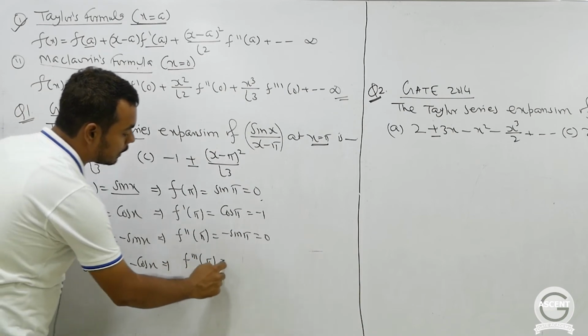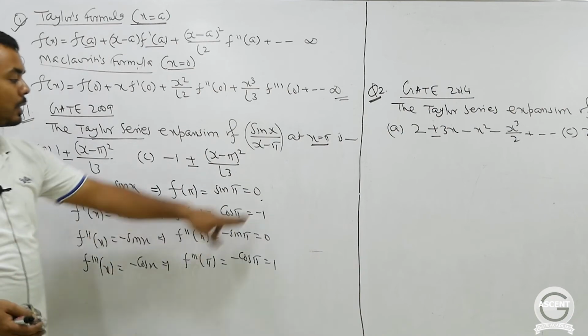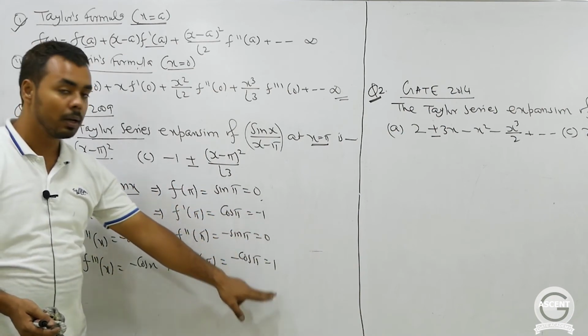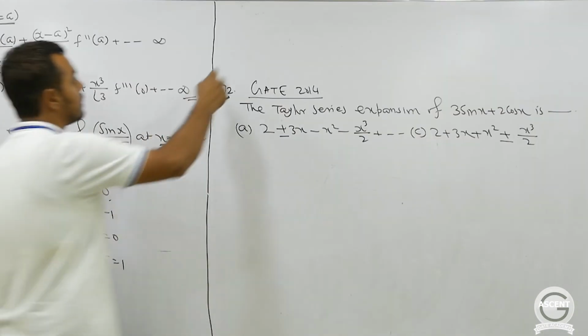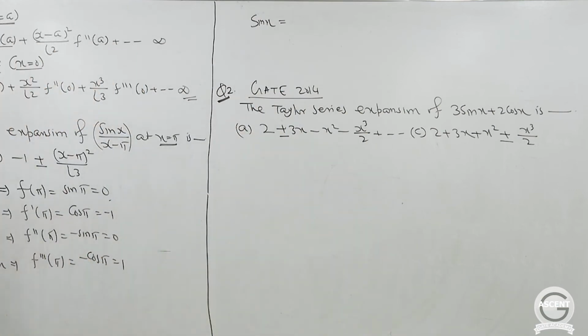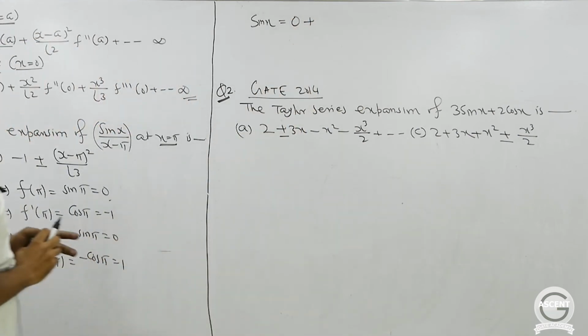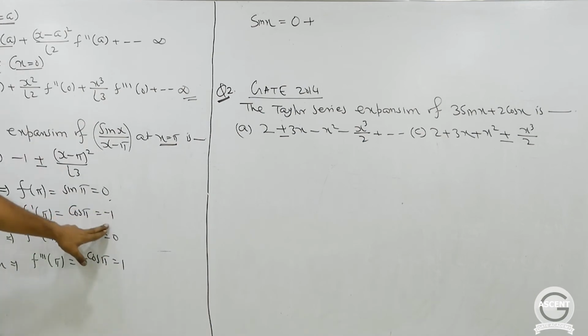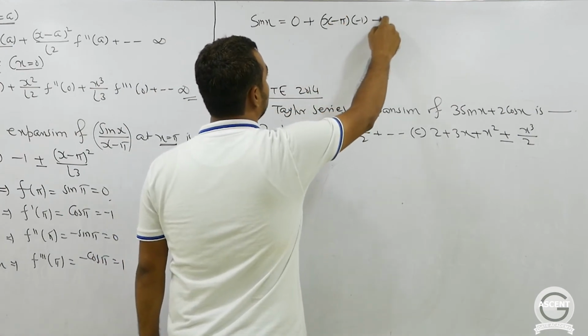Third derivative at pi, this will be minus cos pi, which is plus 1. So now you will get this pattern: 0, minus 1, 0, plus 1, again 0, minus 1, and so on. So now, using that formula, you can write this sin x as: in place of f of a you will have 0, so you will get 0 here, plus in place of f dash a you will have this minus 1. So x minus a, this means x minus pi, f dash a is minus 1.